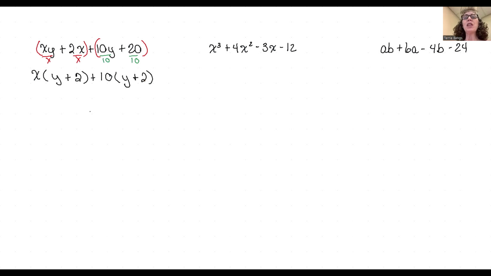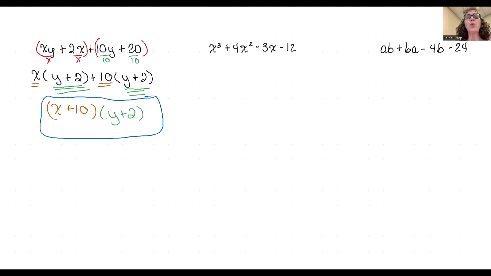Now, if you'll notice, something kind of neat happened. We have the same thing in this set of parentheses that we have in this set of parentheses. That's what we're looking for. So when that happens, we take the things that are outside the parentheses, the x and the plus 10, bring them down and put them together in a set of parentheses. And whatever we had in the parentheses, because they're the exact same thing, we just bring it down one time. And we have completely factored this expression by grouping.